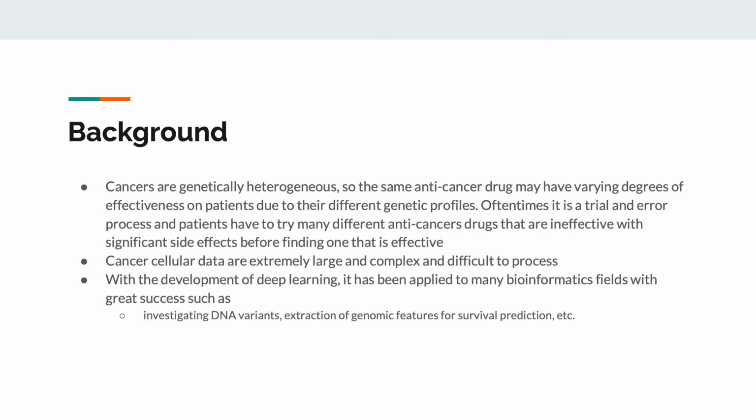Cancer cellular data are extremely large and complex and difficult to process, and with the development of deep learning, it has been applied to many bioinformatics fields with great success, such as investigating DNA variants and extraction of genomic features for survival prediction.